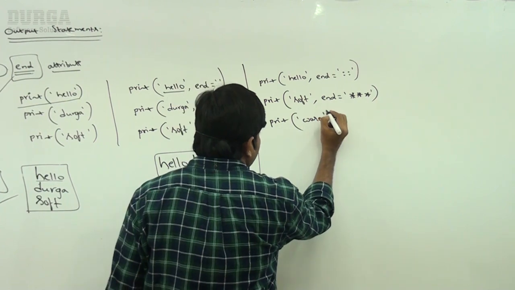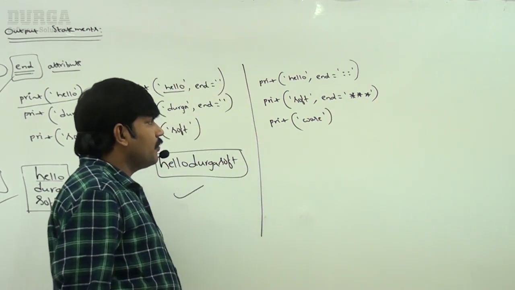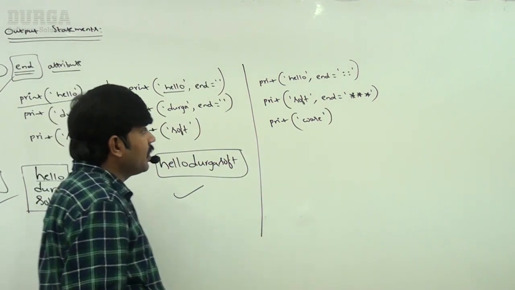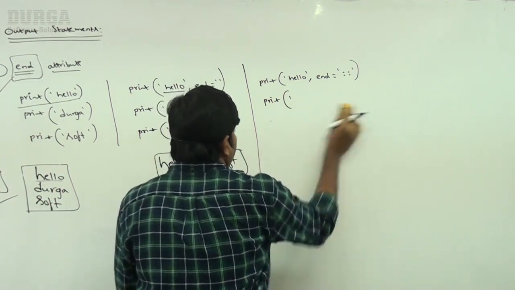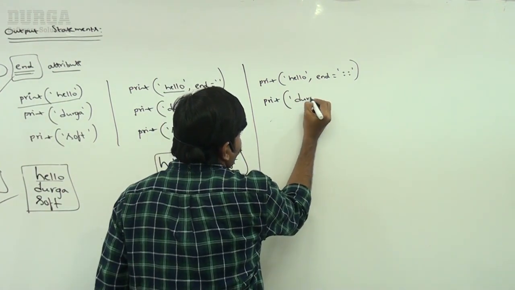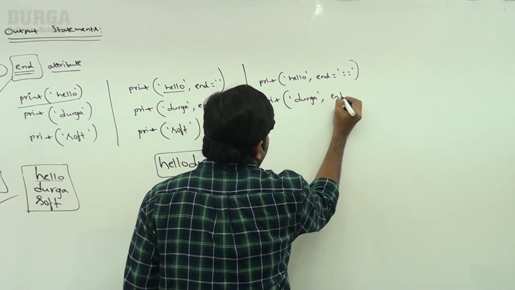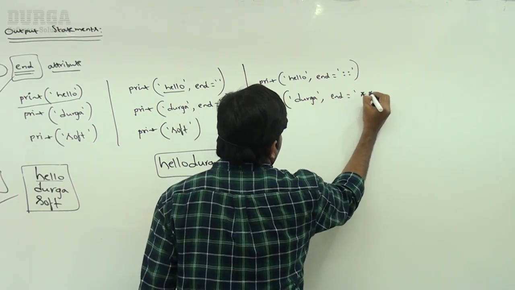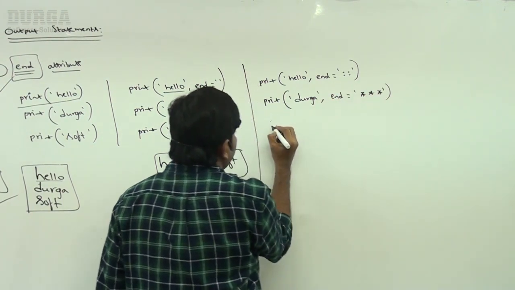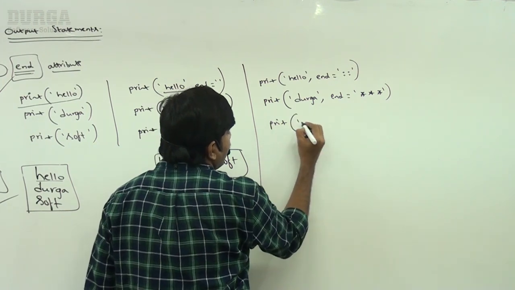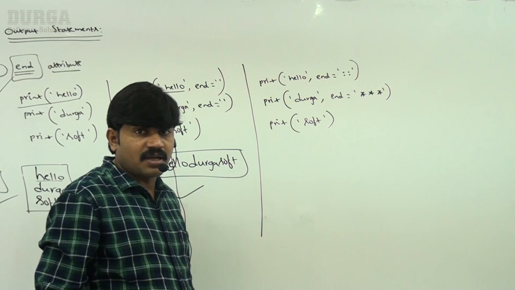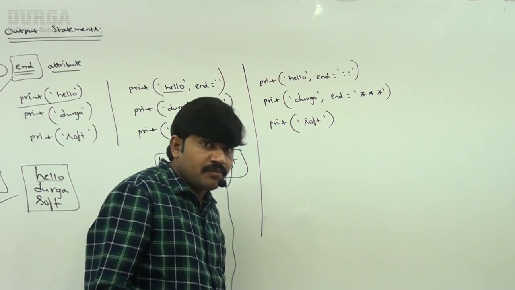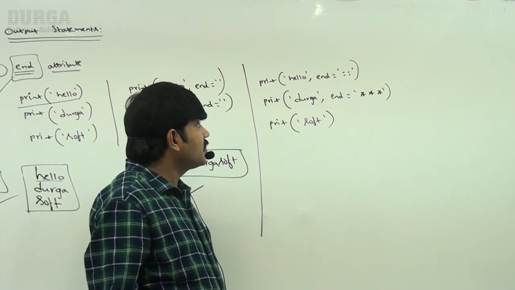Okay, like this I am taking, sir. Now observe the output. Here, 1 minute. Instead of this, let me take our original. Hello Durga, I am taking, end is equal to star. Next, print of Durga soft, like this I am taking. Can you please confirm what is the output we are going to get now? What is the answer we are going to get?